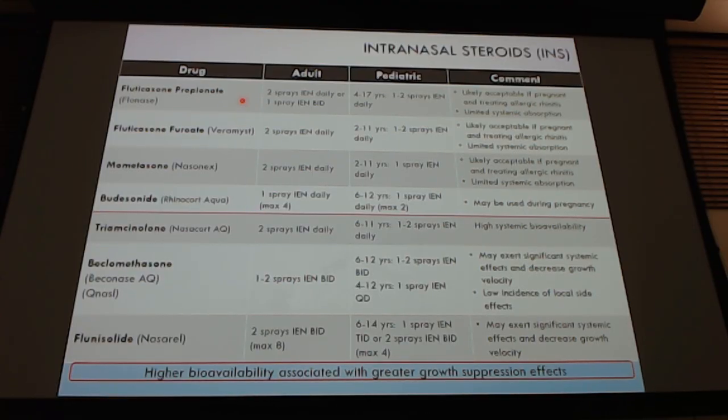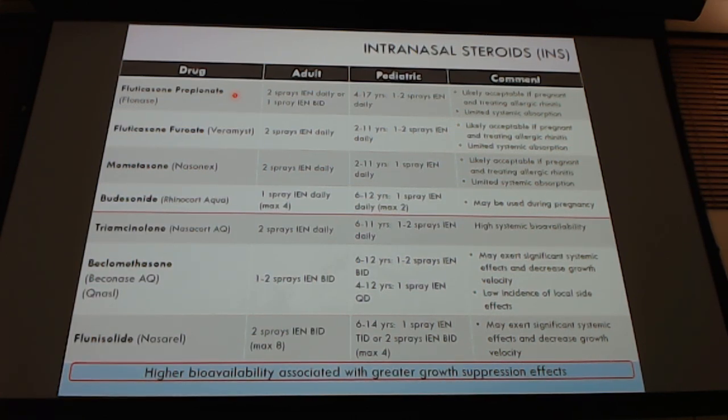You'll see the ones that are above the red line have a higher risk of them having growth suppression, or sorry, everything that's below the red line has a higher risk of having growth suppression occur because they have more of a systemic absorption, okay? So everything below this red line right here, increased risk of that growth suppression.